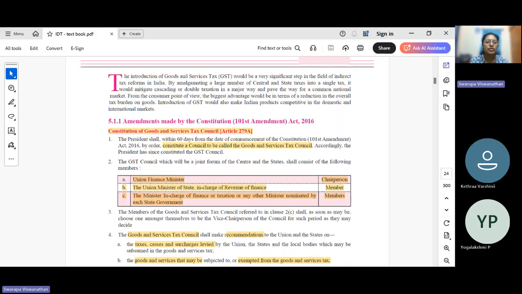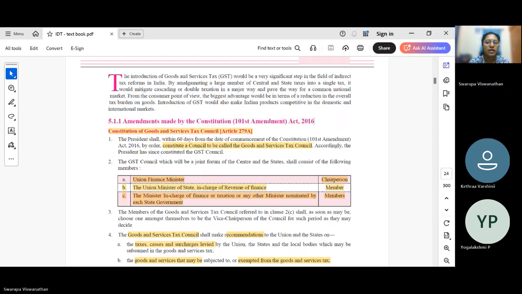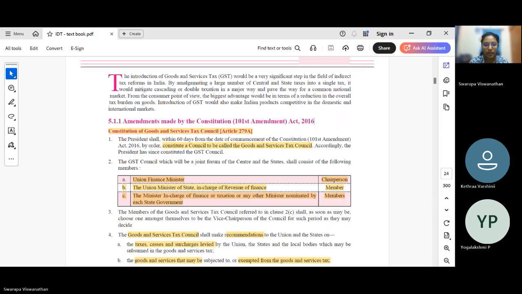Amendments made under the Constitution 101st Amendment, okay, under 2016. What are the amendments being made? There were 3 important articles that were inserted: Article 246A, 269A, 279A. Again, 3 article numbers you have to remember. 246A, 269A, 279A.